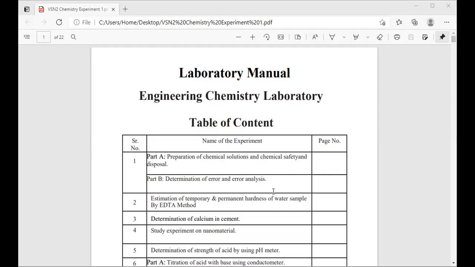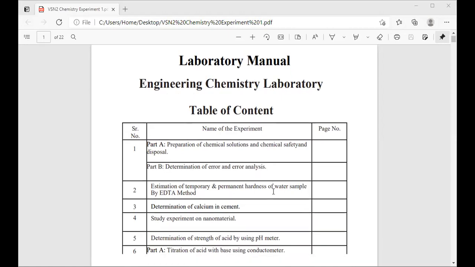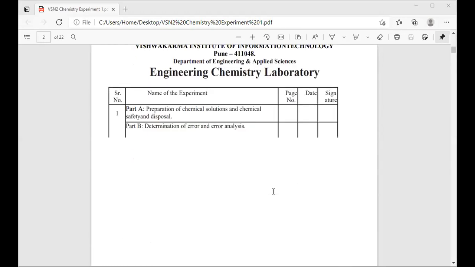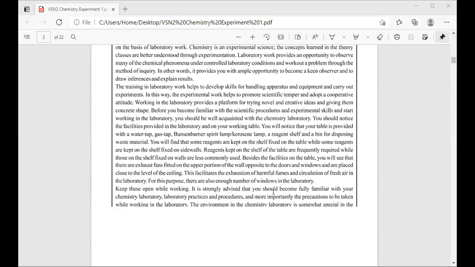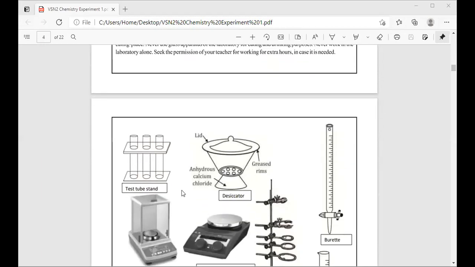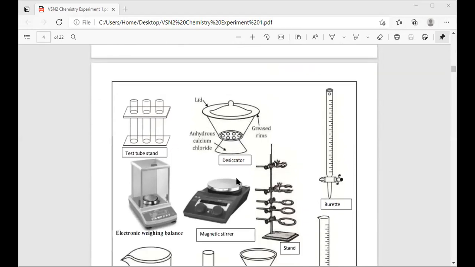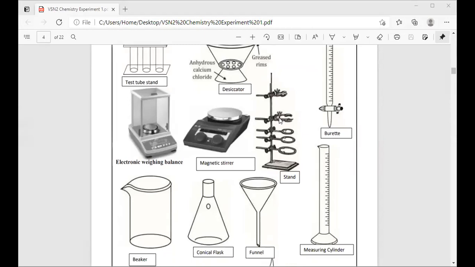Okay, so first experiment, it is introductory. You have to do the standardization of NaOH. But before that, I'll introduce to you the various apparatus used in the chemistry lab. These are the test tubes which you have used in 11th and 12th. This is the desiccator for keeping hygroscopic samples like charcoal. This is the burette stand, and you can hold the funnel, etc. also here. This is the electronic balance.